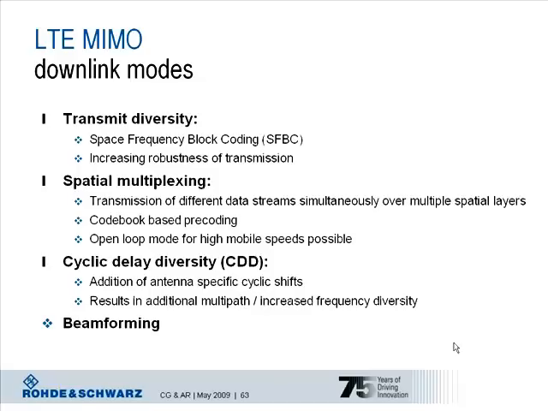Achieving the high data rates in LTE is possible by using the spatial multiplexing MIMO mode. Again, this allows transmission of different data streams simultaneously over multiple spatial layers. And to further improve the performance of this MIMO mode, a so-called codebook-based precoding approach is applied. That means the signal is precoded before transmission in an appropriate way, and this will be illustrated further in the following as well. There's an open loop mode and a closed loop mode available for this spatial multiplexing scheme. The closed loop mode relies on UE feedback, and the open loop mode is beneficial at high mobile speeds where the UE feedback may not be reliable anyway. So then the base station can operate in open loop mode.